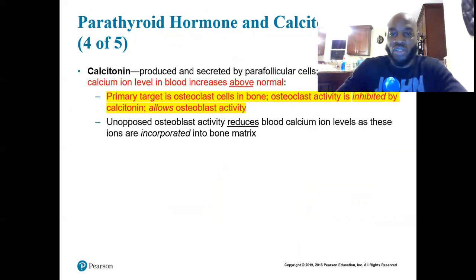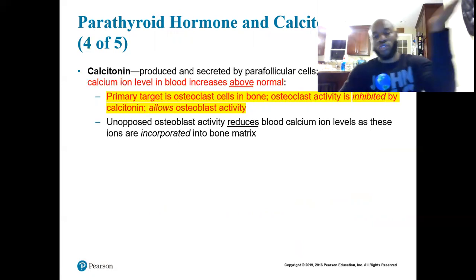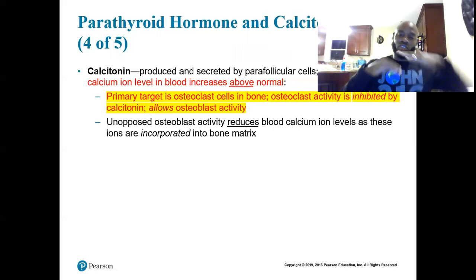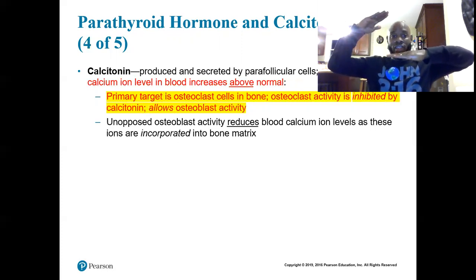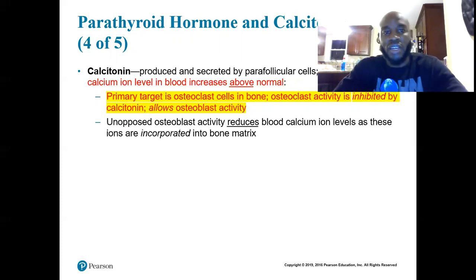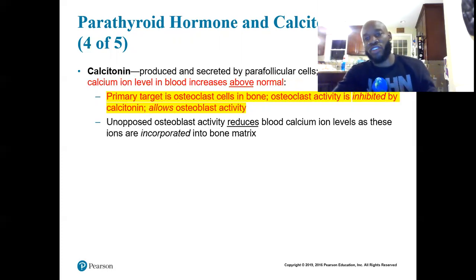Right, then we also have calcitonin. So we have parathyroid hormone. Calcium levels get too low, we can increase those calcium levels. So calcium levels should be here. They come too low, parathyroid hormone helps us bring it back up. What if your calcium levels go too high? Calcitonin is produced and secreted by the parafollicular cells, that's back in your thyroid gland, and is released when the calcium ion level in blood increases above normal, right?